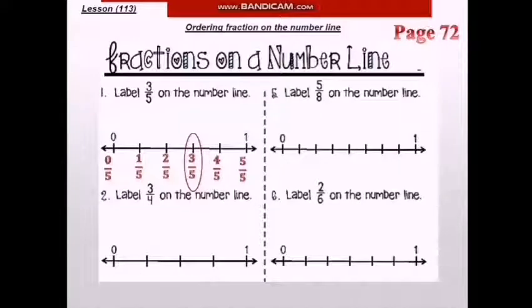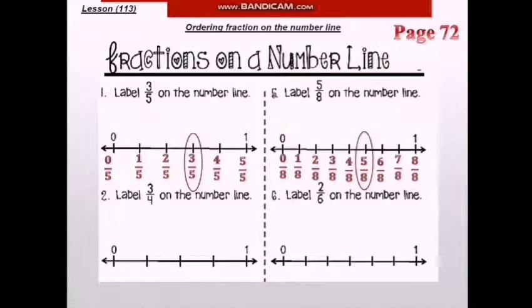Label 5/8 on the number line. This number line is divided into 8 parts, starting from 0 until 1. So it will start from 0/8, 1/8, 2/8 until we reach 8/8. Where is 5/8 on this number line? It's here, so we will make a circle on it.